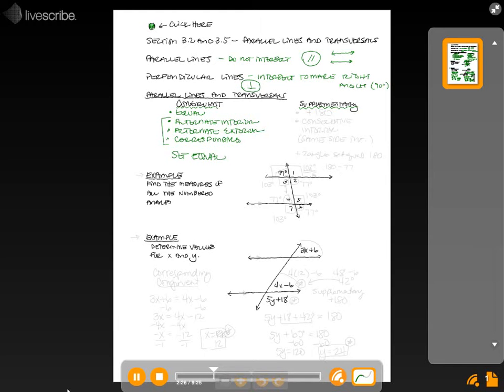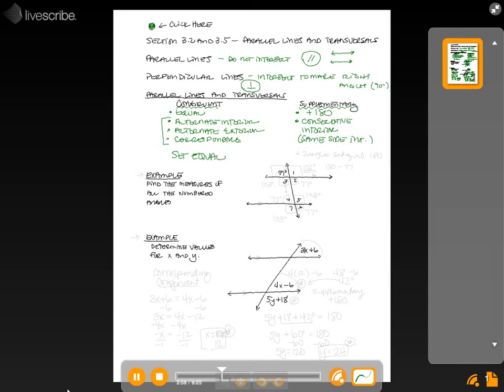The only one left is the supplementary one. And remember, supplementary means adds to 180. Okay, and it is the consecutive interior. Or the other name for that, remember we said same side interior. Alright, that relationship is one where we add them to 180. It's the only one that's different. Okay, it's the one where we add to 180.